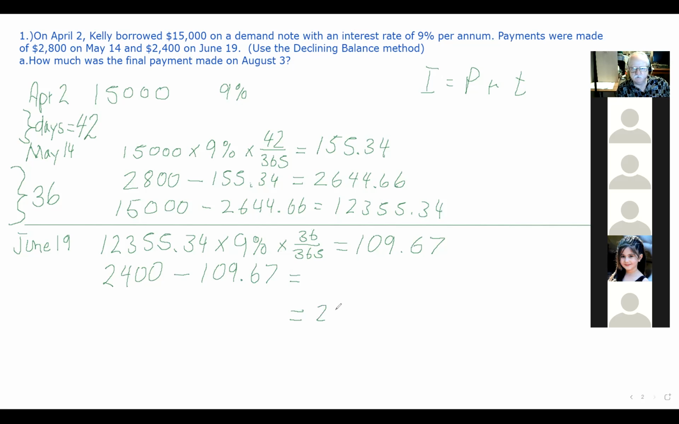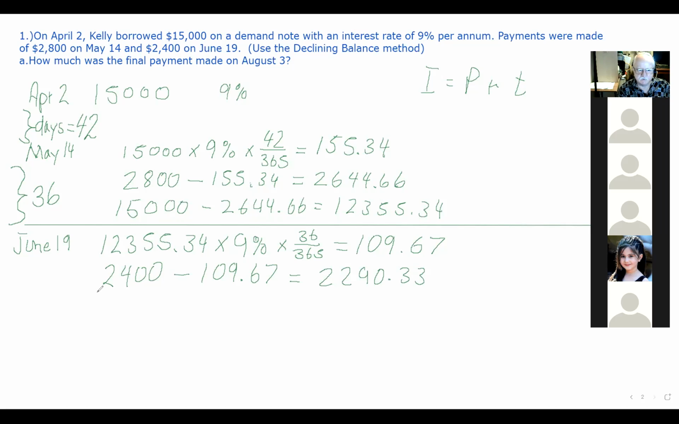Oh, that's a weird number. That's a really weird number. Let's get rid of that. 2290.33. So this is how much money can be deducted from, or applied to, the principal.